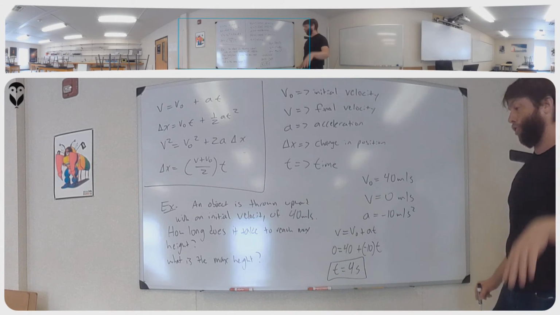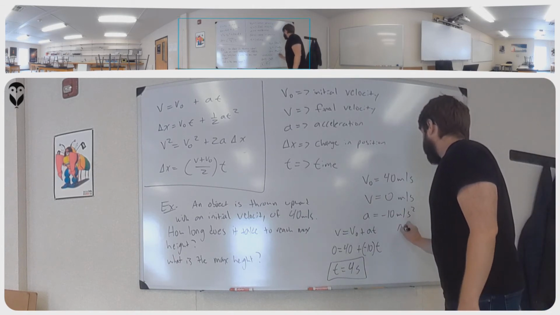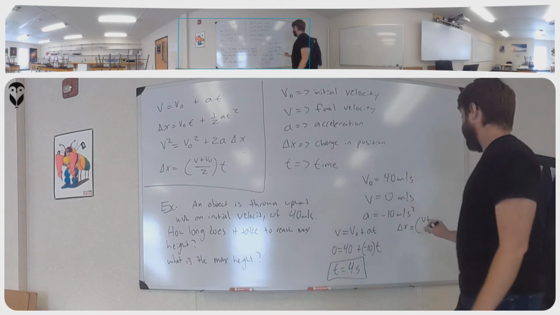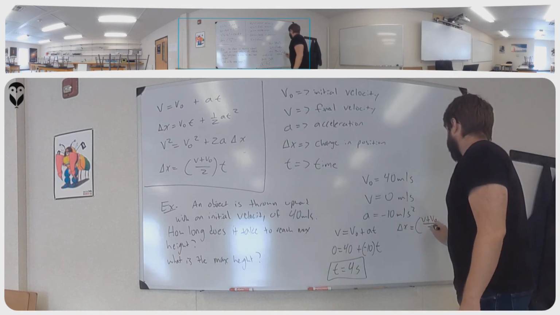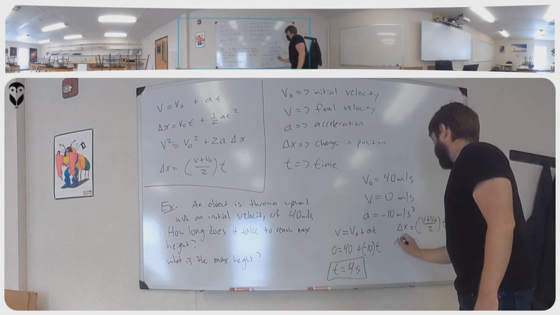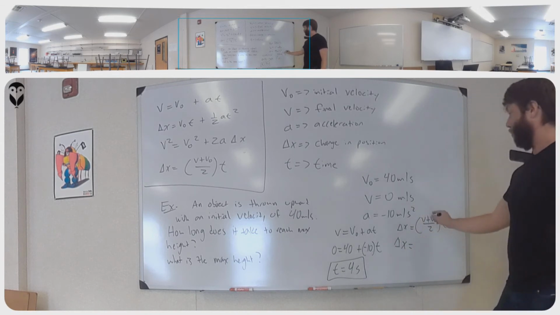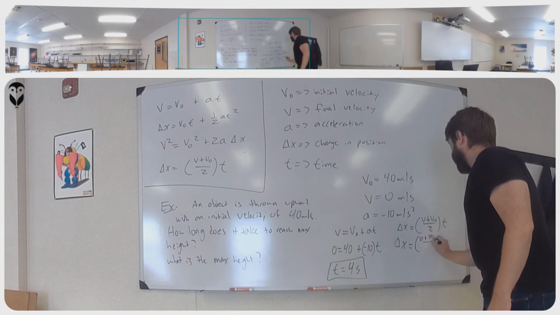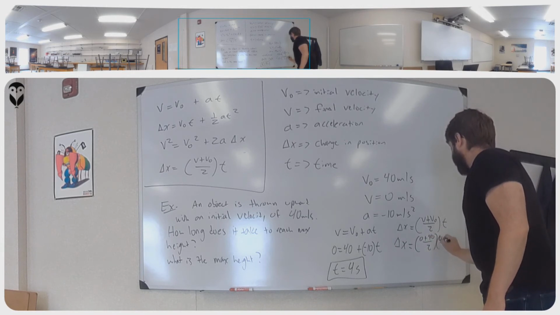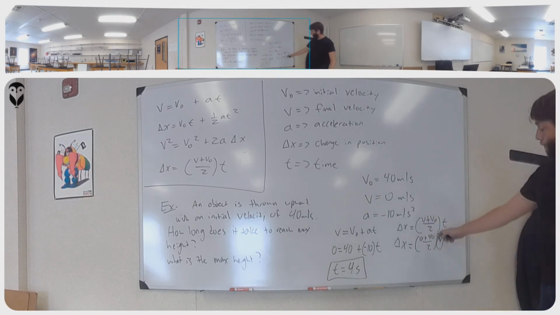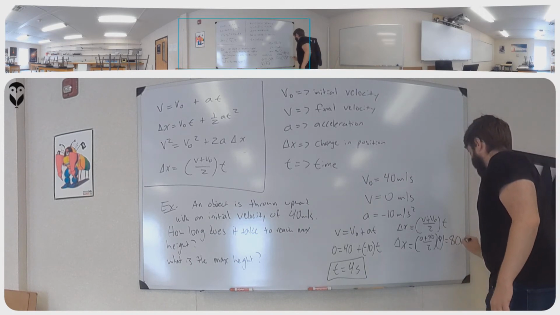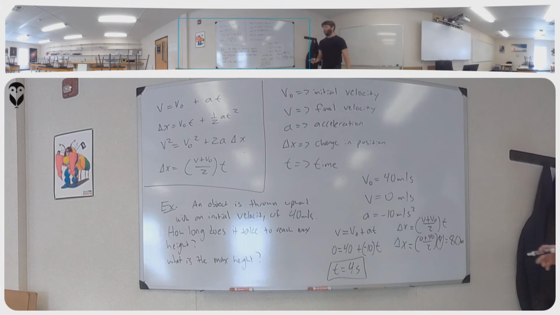Now, with that answer of 4 seconds, we should be able to figure out the delta X, the displacement of the object. I'm going to do it 2 ways. The first way I'm going to use is the 4th equation. Delta X is equal to (V plus V0) over 2 times T. So I would have delta X is equal to, the final velocity is 0, initial velocity is 40, divided by 2 times the time of 4 seconds. And we should get 40 divided by 2 is 20. 20 multiplied by 4 is 80 meters. So that's one way to do it, okay?